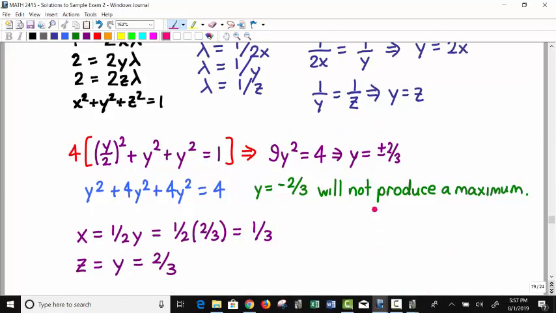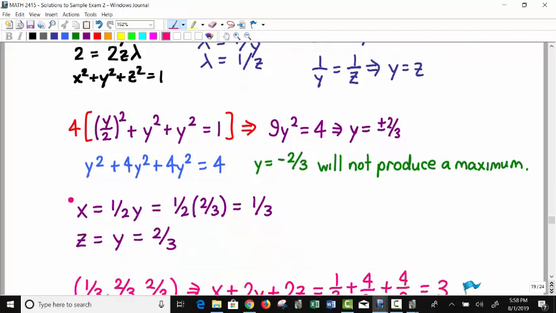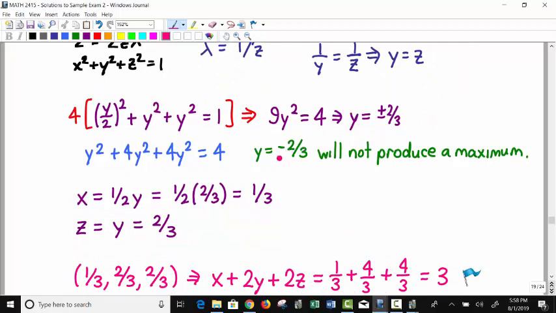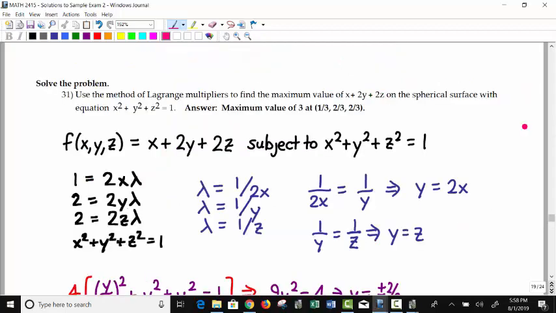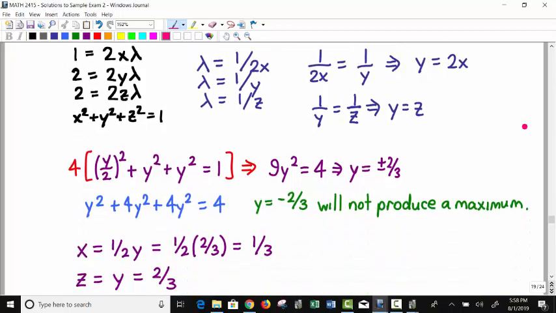All right, so x equals 1/2 y. Oh, I'm sorry, so y is negative 2/3. A positive 2/3, excuse me, I just said not to use the negative. So 1/2 times 2/3 is 1/3, and z equals y, so it will equal 2/3. So your point is going to be x is 1/3, y and z are both 2/3, so that's your actual coordinate. And then the value, just plug it right into this equation, easy enough, and you get 3. So the minimum would have actually turned out being negative 3 if we'd have used that negative value for y.